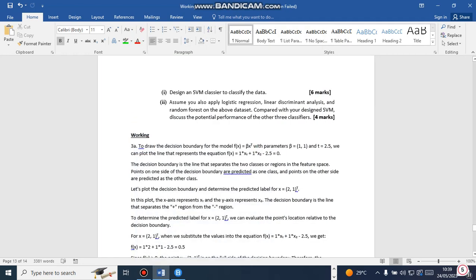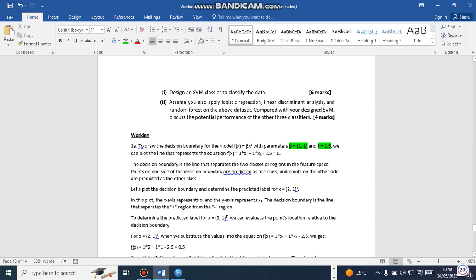Number 3A, we are asked to, using the R6 below, draw the decision boundary for the model function of x equals beta x raised to power t, with parameter beta equals 1 and 1. You can see it here. And also t equals 2.5. So we can plot the line that represents the equations.